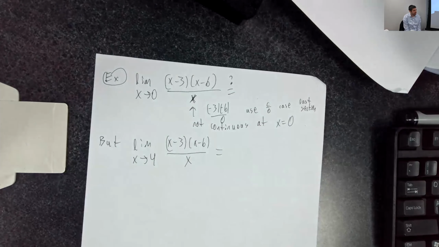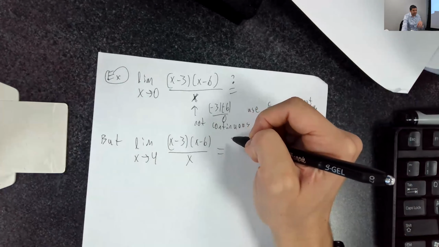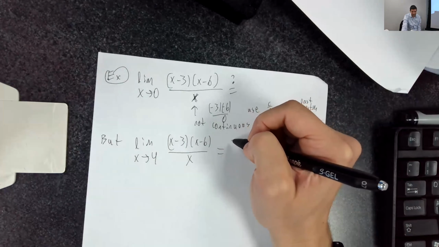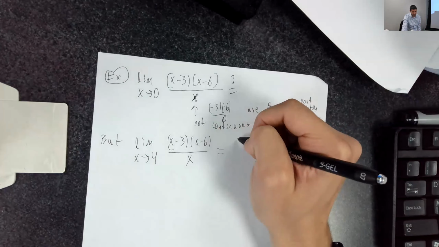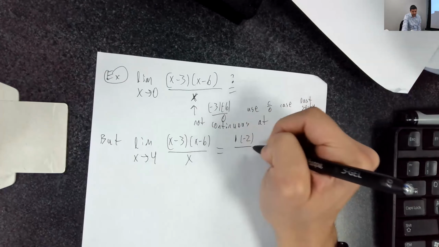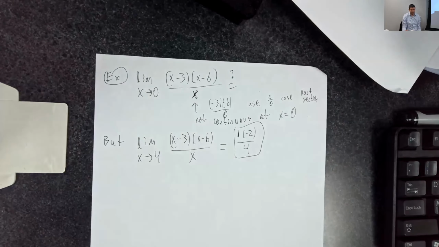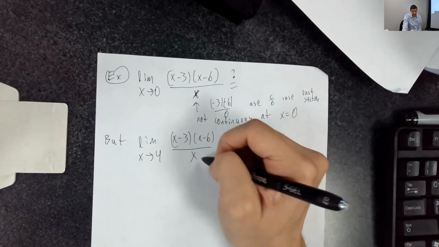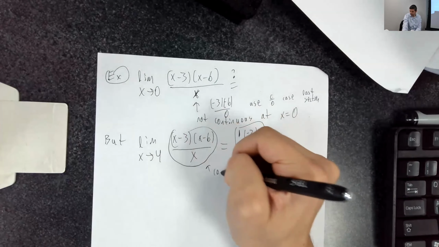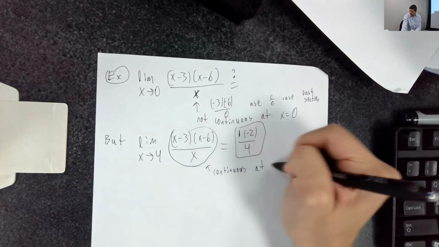So what's the limit? What's our final answer? Oh, we could just plug it in. Spell out the entire algebraic expression, I guess, so that it's not one number. So if I plug in 4, I get, in the numerator, 1 times -2 divided by 4. And that's it. Because it's continuous at 4.